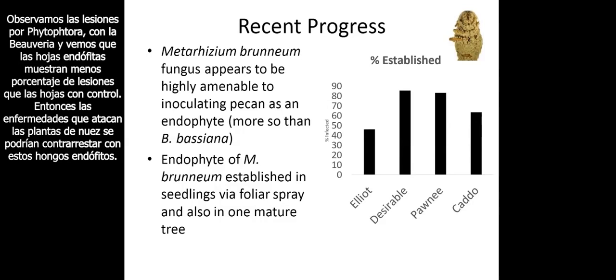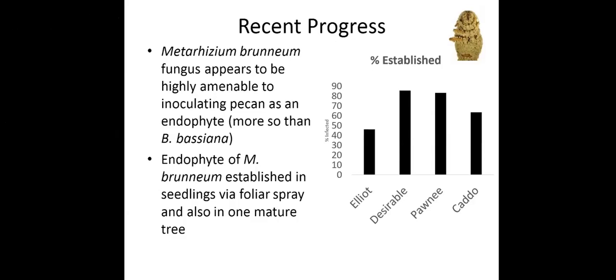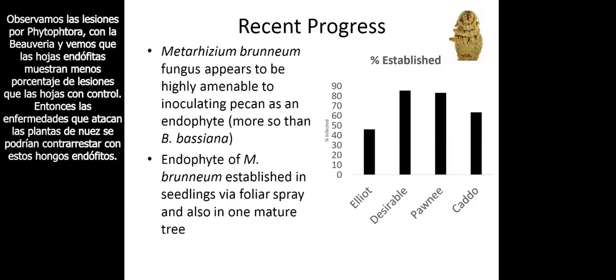in the plant. In fact, this fungus, Metarhizium brunneum, is even more amenable to this procedure, we think, than the Beauveria bassiana, the white muscadine fungus. We also found that you can spray this fungus onto seedlings, and the plant will absorb that fungus, and it will then exist as an endophyte inside the plant.